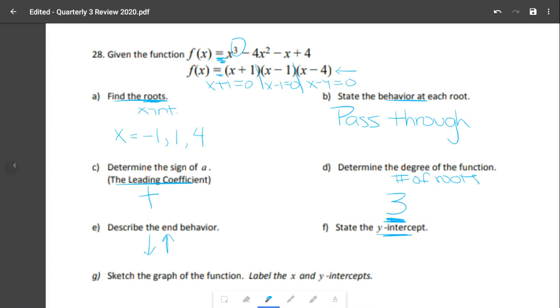State the y-intercept. This is when x is equal to 0. So you can take your equation and plug in a 0 everywhere that you see x. And whatever you get as your answer is your y-intercept. So this has a y-intercept of +4.